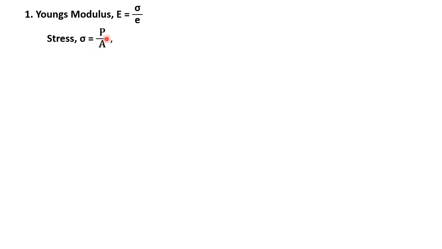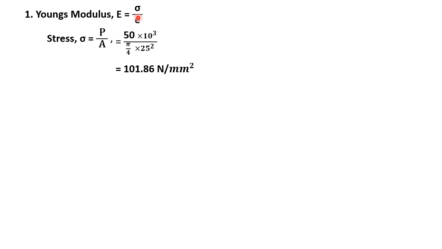This P is given in the question, that is 50 into 10 to the power 3, and the area of the bar we can find by pi by 4 into d square. D is already given in the question, D is nothing but the diameter of the bar. So the diameter of the bar is 25, so it will be 25 square. So we'll get the stress value equal to 101.86 Newton per mm square.